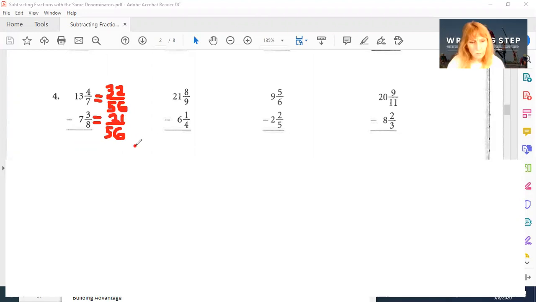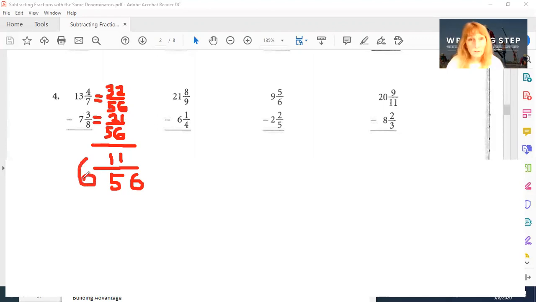And now I can subtract my fractions. 32 minus 21. 2 minus 1 is 1. 3 minus 2 is 1. So 11 on the top and 56 on the bottom. And can I reduce 11/56 at all? No. So that is as far as I can go on that. Now I do the whole numbers. 13 minus 7 is 6. So 6 and 11/56 is the answer.